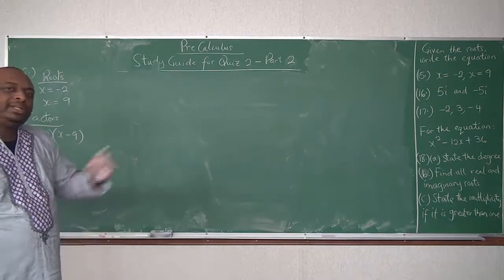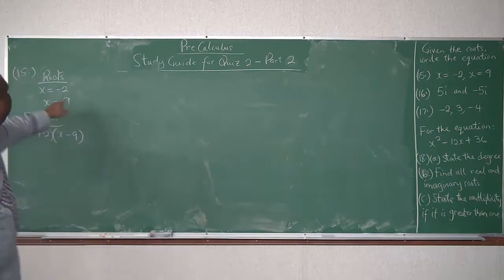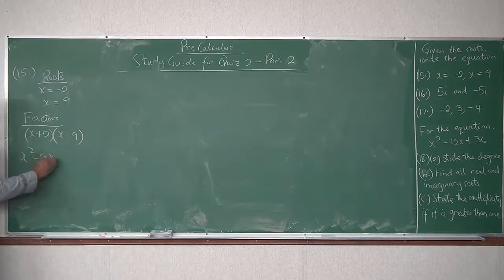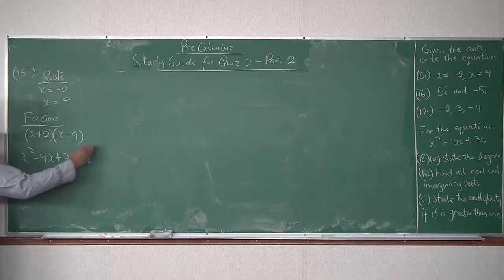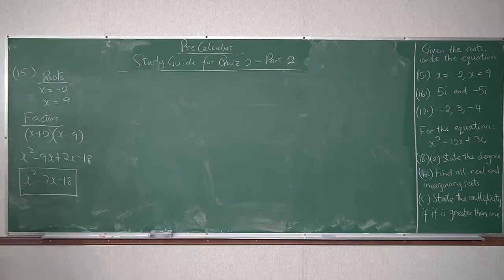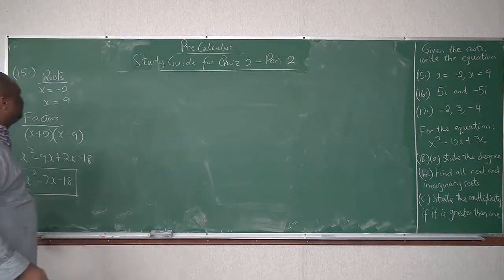If they give you the root, just switch it to a factor. -2, put it over here, that's x plus 2. 9, put it over here, that's x minus 9. And then you just expand it, right? This is x squared minus 9x plus 2x minus 18. I use the horizontal method. And this will be what? x squared minus 7x minus 18. And that's the answer. That's it.